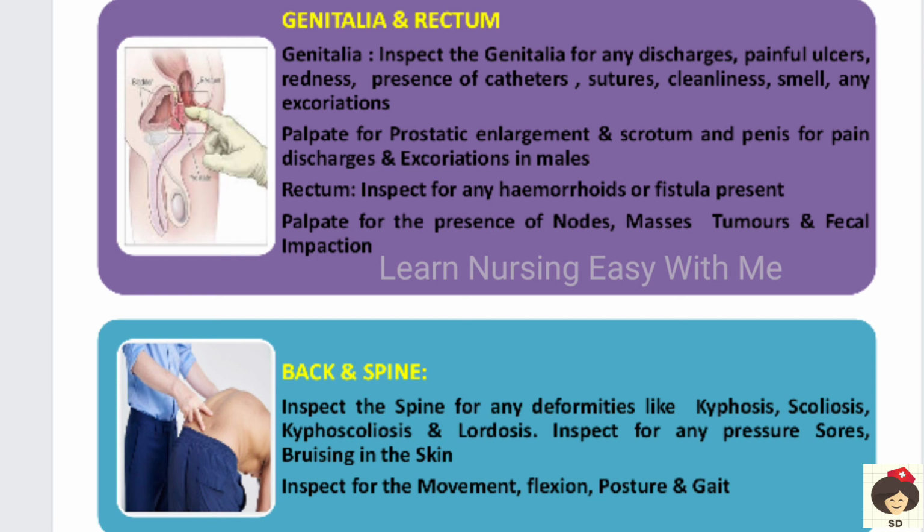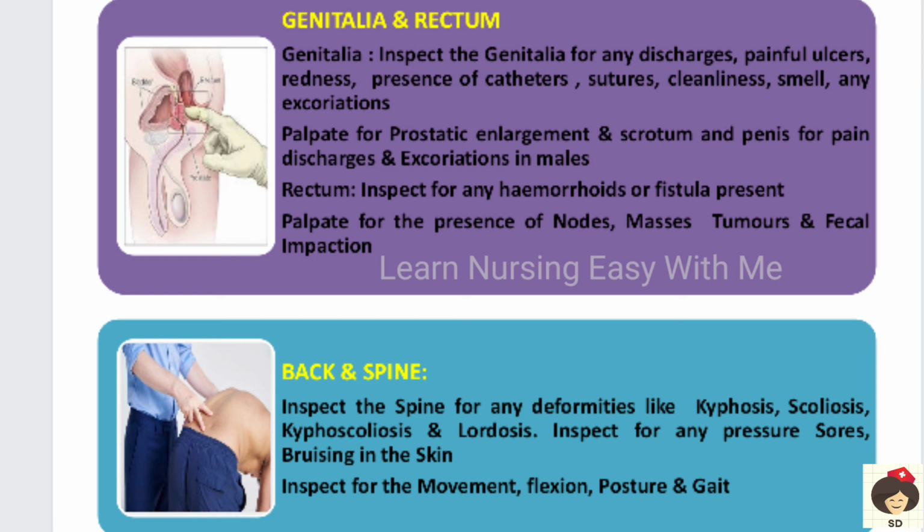And also fistula. A fistula is an abnormal connection between two organs. In the genitalia, between the rectum and vagina, or the rectum and urinary tract, there can be some abnormal connections. Mostly this is one of the congenital defects that you have to identify. And again palpate the genital area for the presence of any nodes, masses and tumors, and also palpate the rectum to identify if there is any fecal impaction. Mainly with constipation there can be fecal impaction.